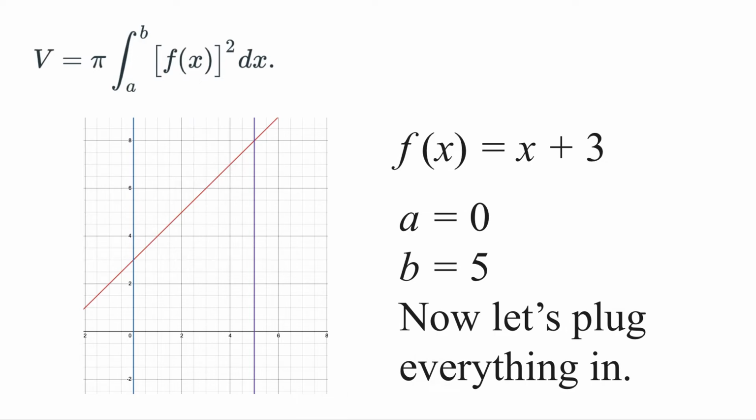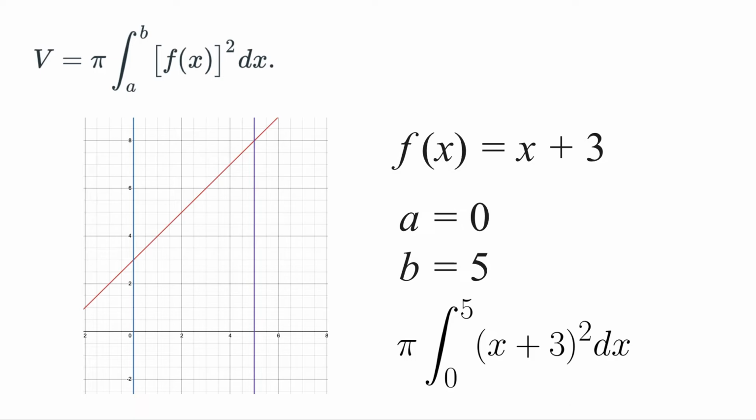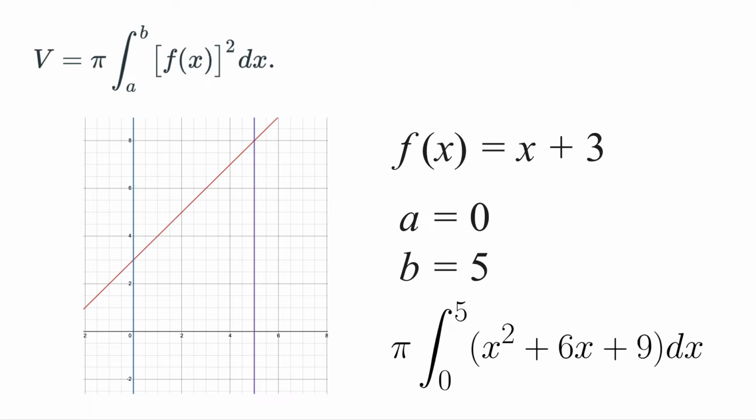Now that we have everything, we can plug everything in. We get pi times the integral from 0 to 5 of x plus 3 squared dx. Using algebra, we can expand x plus 3 squared into x squared plus 6x plus 9.